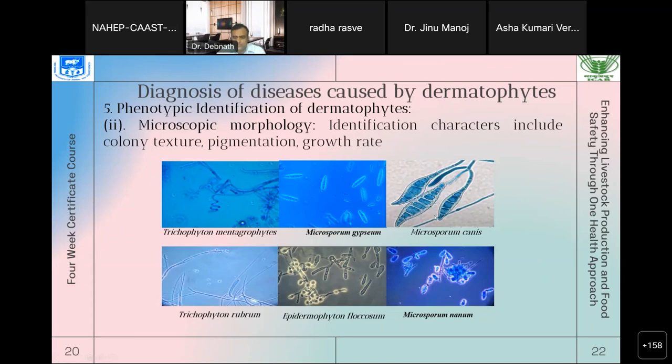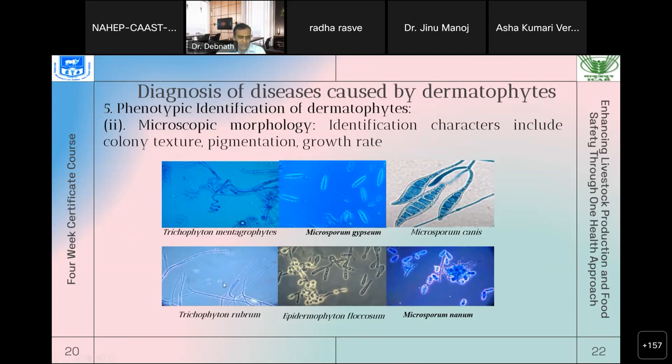The differentiating point is that the free end of the macroconidia looks like the beak of a bird. When this is there, then you are definite that it is Microsporum canis. Whereas in Microsporum gypseum, the end is a little bit blunt, but not like the blunt end of Epidermophyton. In Epidermophyton, as you see in this slide, there is no microconidia, only macroconidia, and they are club-shaped. So you are definite that it is an isolate of Epidermophyton floccosum.